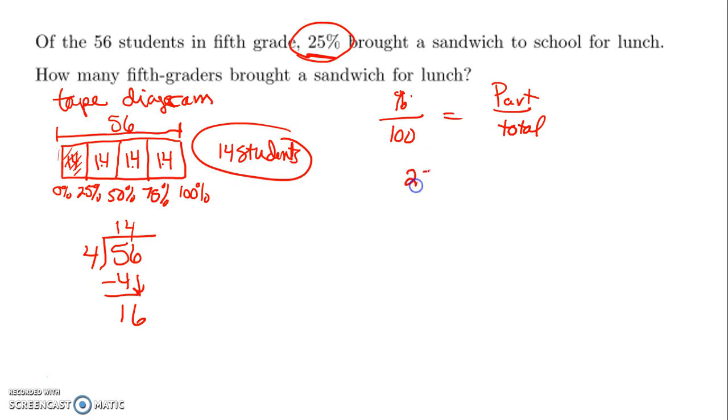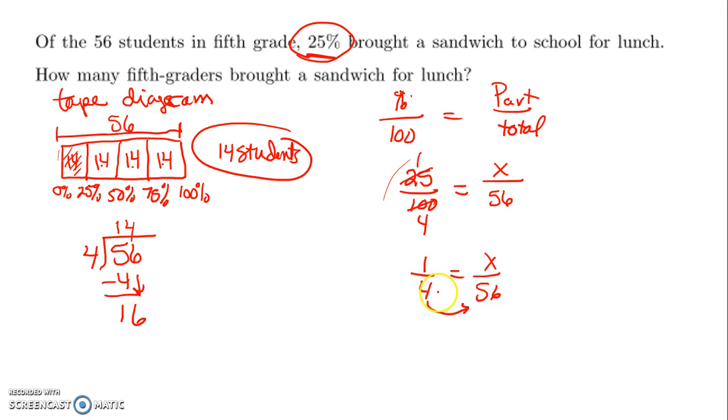You could also do percent out of 100. 25 out of 100 is the part. We don't know the part of students who brought sandwiches, but we know the total students is 56. I'm going to simplify this side just to make my life a little easier. 25 goes into 25 once. 25 goes into 100 4 times. So 1/4 is how many out of 56?